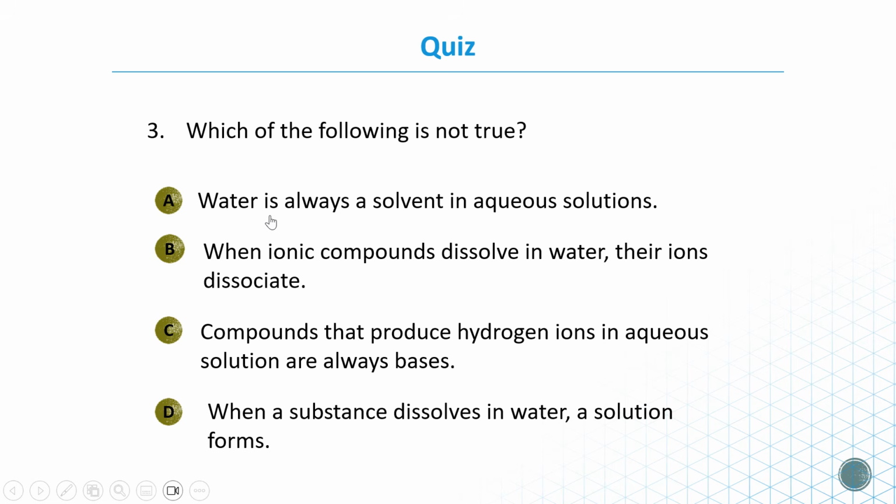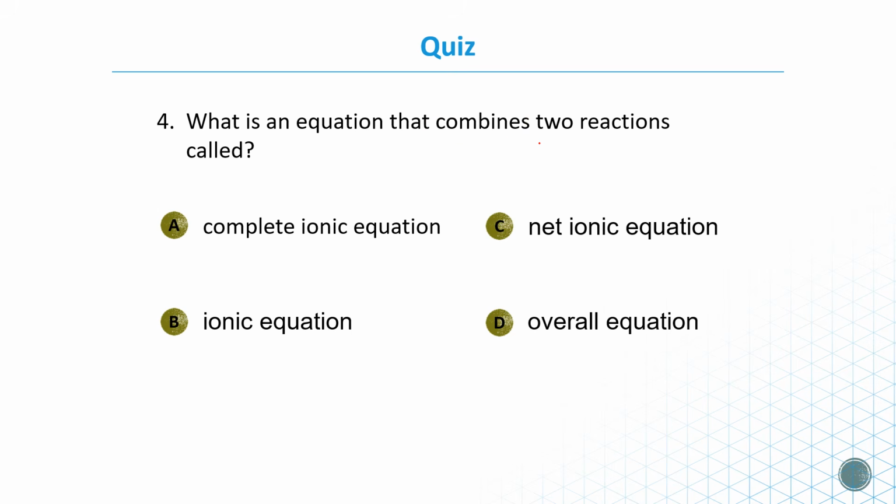Which of the following is true? Water is not true. Water is always the solvent in aqueous solutions: this one is correct. When ionic compounds dissolve in water, their ions dissociate: correct. Compounds that produce hydrogen ions in aqueous solutions are always bases: wrong, they are acids. So this one is not true. What is an equation that combines two reactions called? When we combine two reactions, we call it the overall equation.